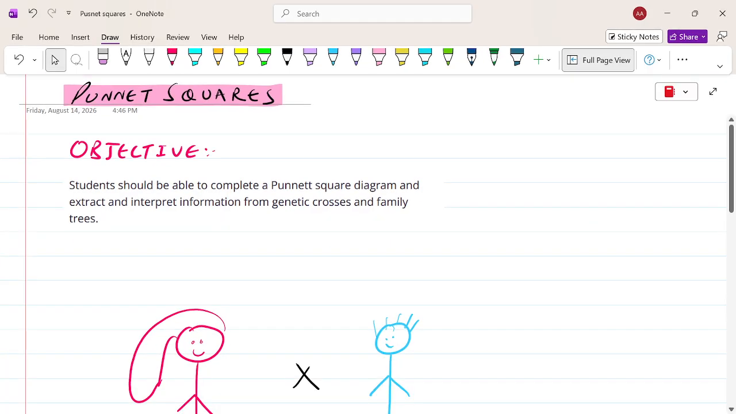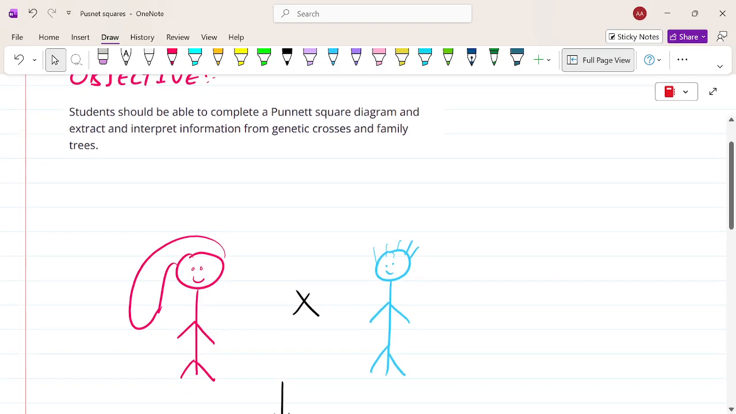Hello everyone. In today's lesson, we're going to be talking about Punnett squares. So the objective, which is taken exactly from the GCSE Biology specification, says that students should be able to complete a Punnett square diagram and extract and interpret information from genetic crosses and family trees. So let's dive into it.